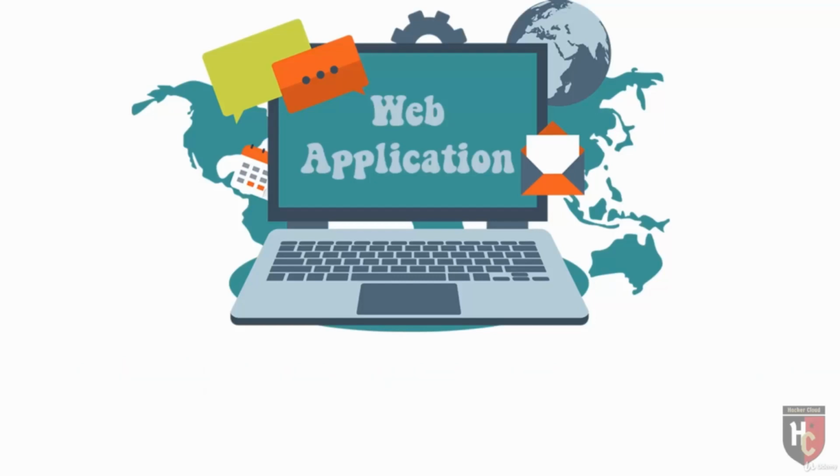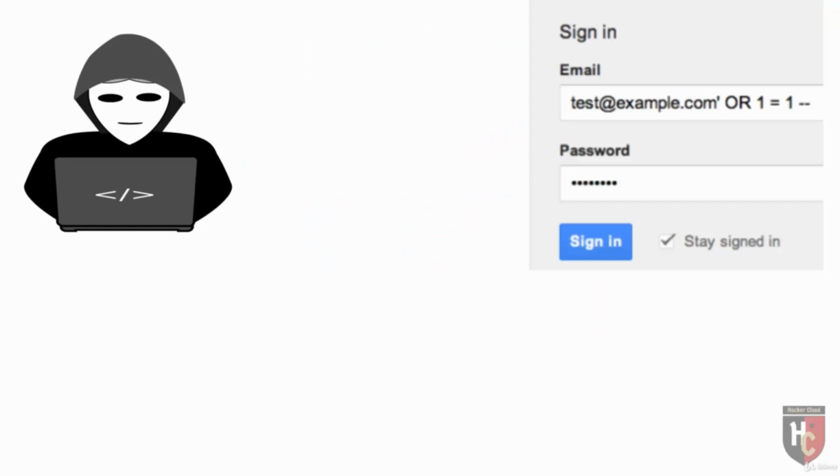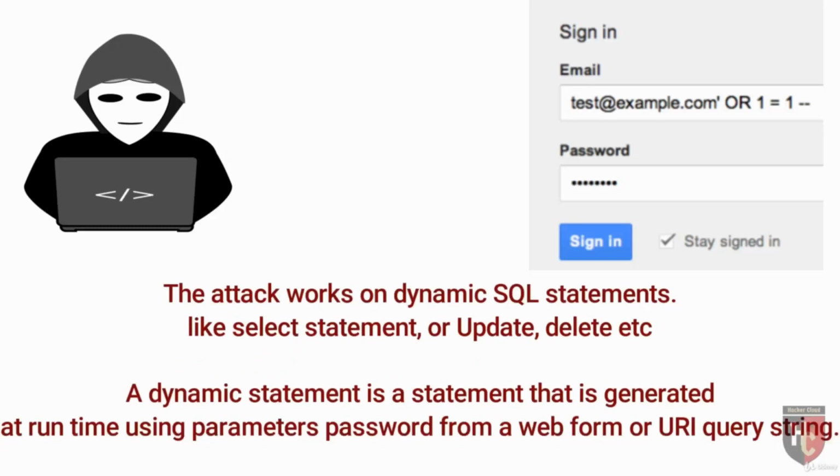Let's look at how SQL injection works. Assume that here is one attacker and a SQL vulnerable website. The types of attacks that can be performed using SQL injection depend on the type of the database engine. The attack works on a dynamic statement, which is a statement that is generated at runtime using parameters, such as a password from a web form or URI query string.